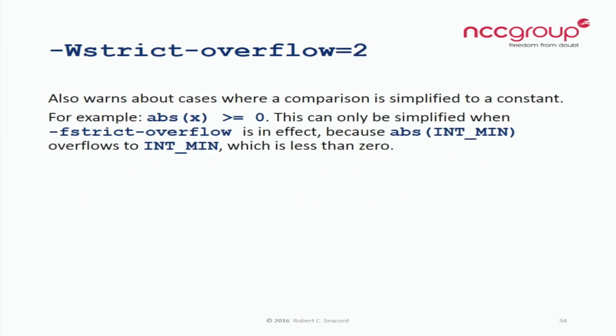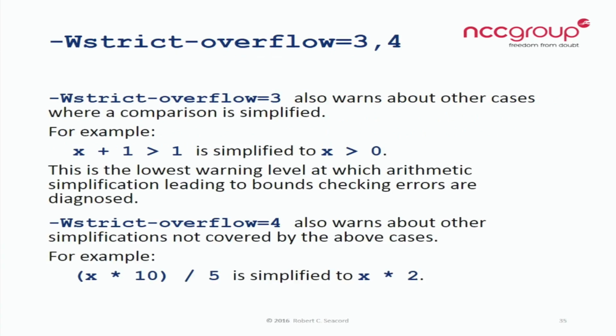So strict overflow equals 2 warns about cases where comparisons are simplified to constants. So for example, absolute value of x greater than or equal to 0 generally looks like it should be true, but if you take the absolute value of int min in a 2's complement representation, that will overflow to int min, which is less than 0. So this code, which could be false, is going to be just optimized to be returned true.